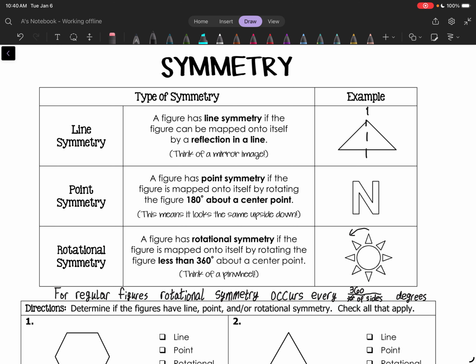The important thing to know for the mathematics portion, for any regular figure, regular means all the angles are the same, and each side is the same, the rotational symmetry occurs every 360 divided by the number of sides, degrees. And I'll show you what I mean on 1 and 2.